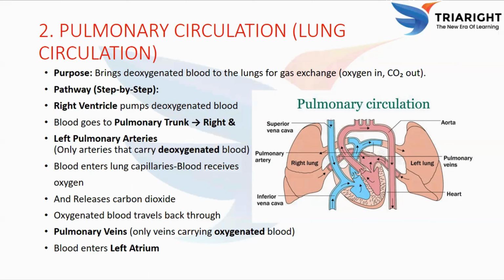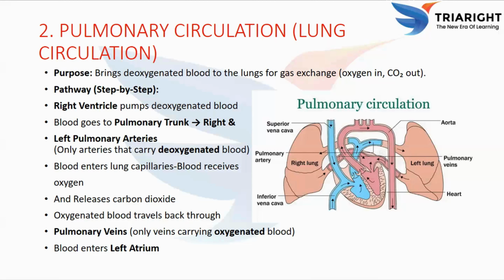What is the step-by-step pathway of the pulmonary circulation? First, the right ventricle pumps deoxygenated blood into the pulmonary trunk. From the pulmonary trunk, the blood travels through the pulmonary arteries to reach both lungs. These are the only arteries that carry deoxygenated blood. Inside the lungs, the blood flows through tiny capillaries around the sacs called alveoli. Here in the alveoli, the oxygen enters the blood and carbon dioxide leaves the blood to be exhaled.